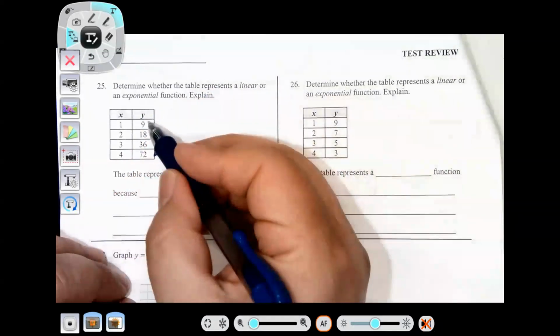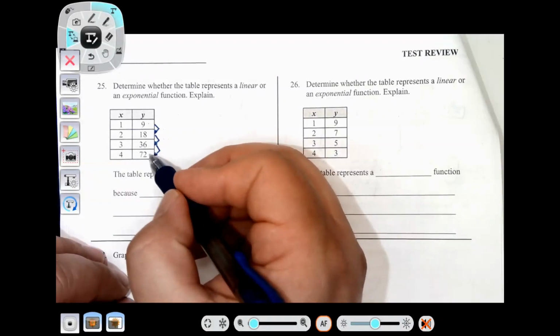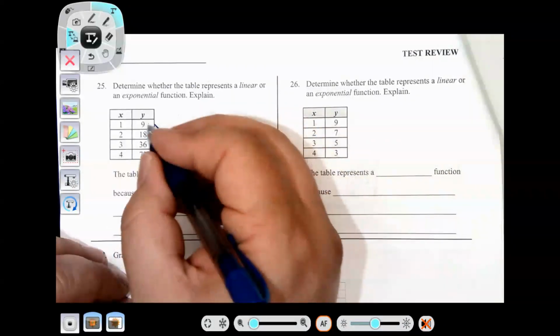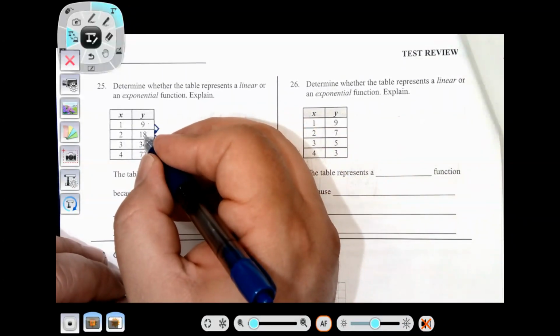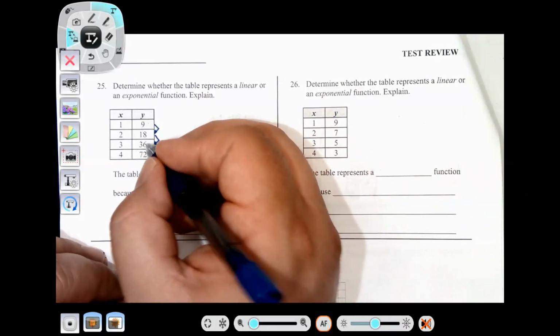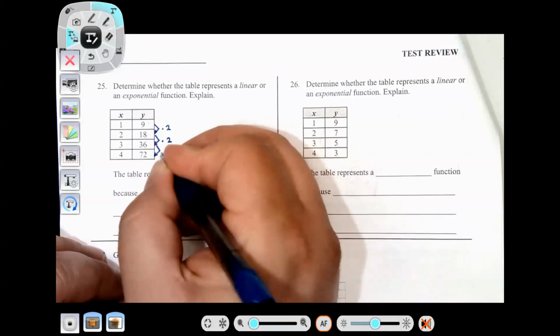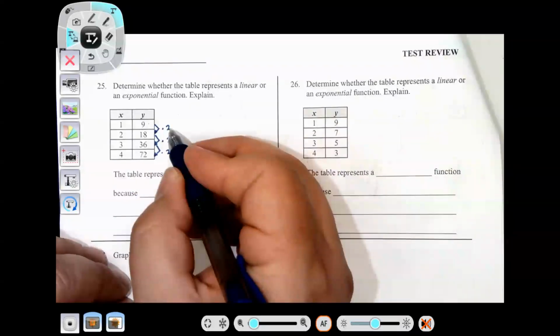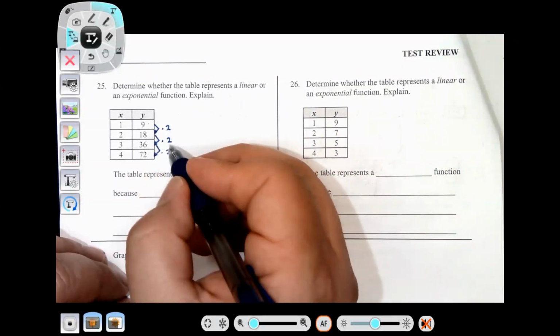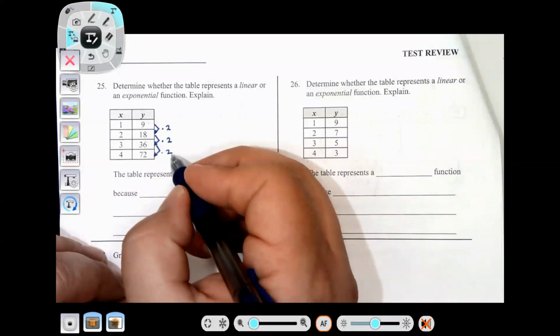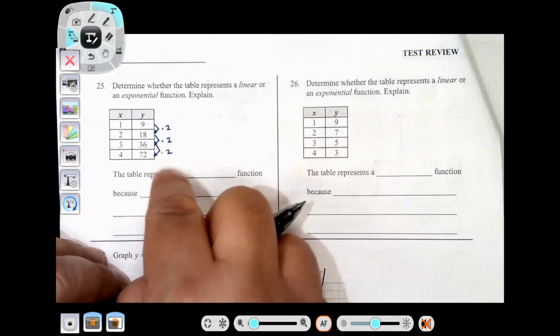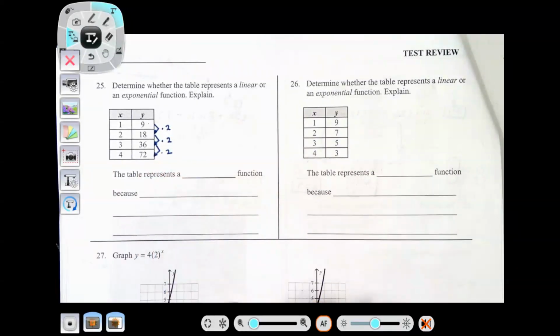So I see my numbers going up. And let's see, to go from a 9 to an 18, but then jump it up to a 36, they're multiplying by 2. And you can check with your calculator. 9 times 2 is 18. 18 times 2 is 36. 36 times 2 is 72. So they're using multiplication for this pattern.